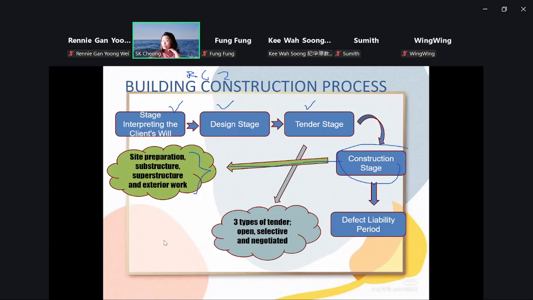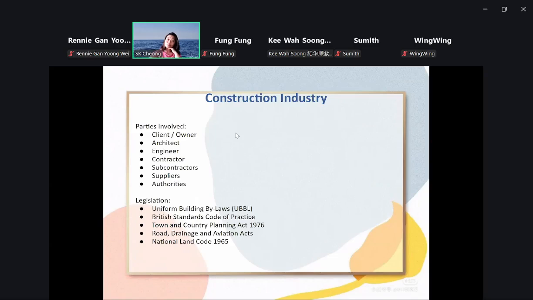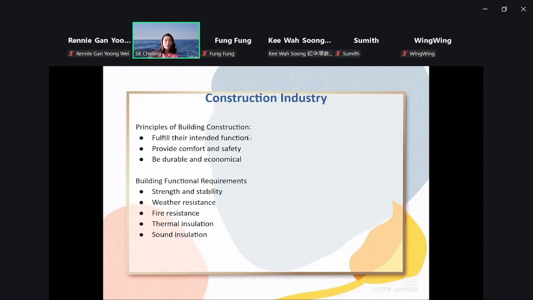So this is the introduction before we kick off our semester, right? So this is about parties that are involved in all this process. Okay, we have client, architect, contractors, suppliers, and authorities. We need all these parties are bound to the legislation, must follow. Architect must also design according to building bylaw, all these codes, town planning, national land codes that you have just learned. Okay, all right, industry and the requirement.